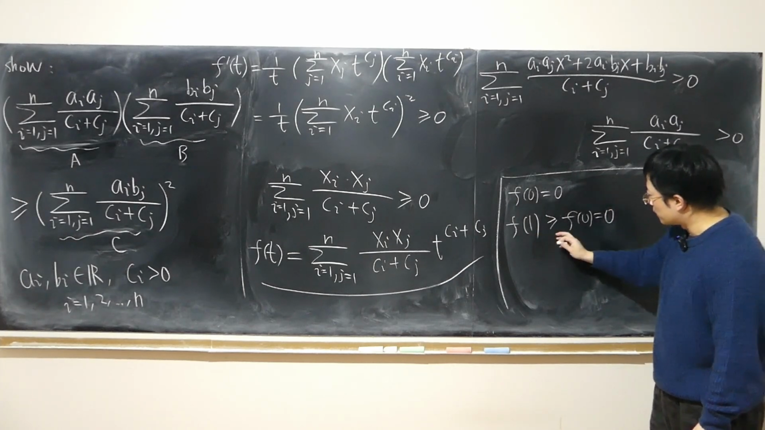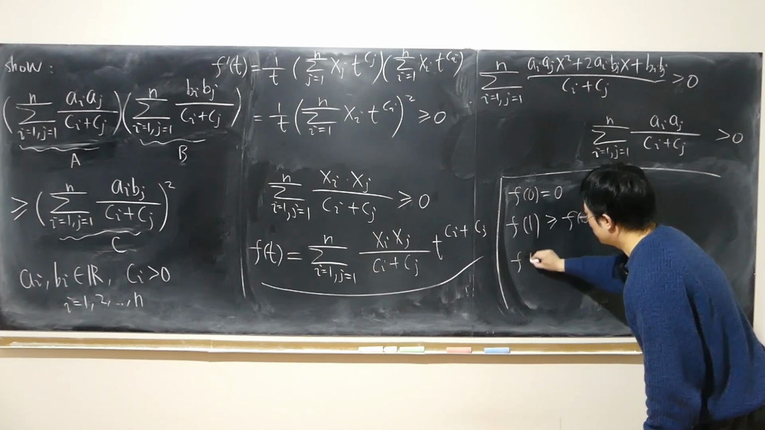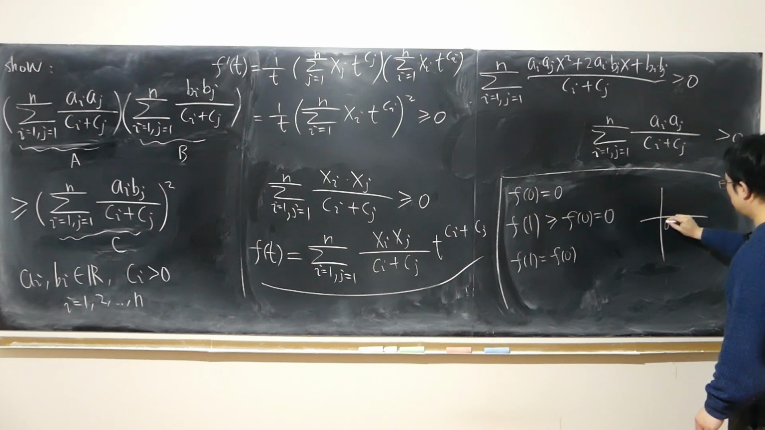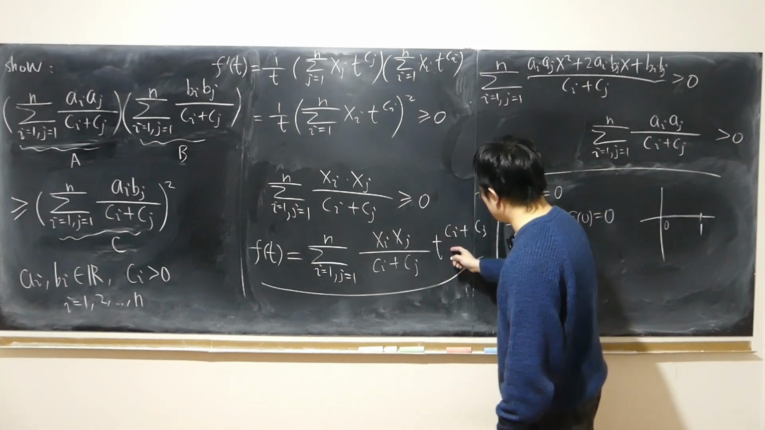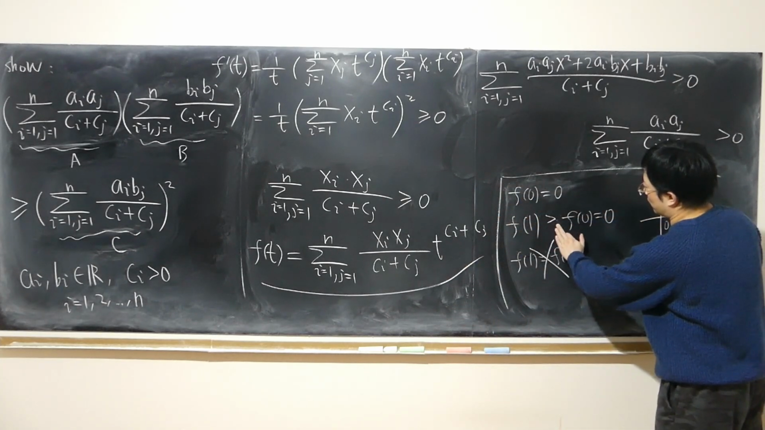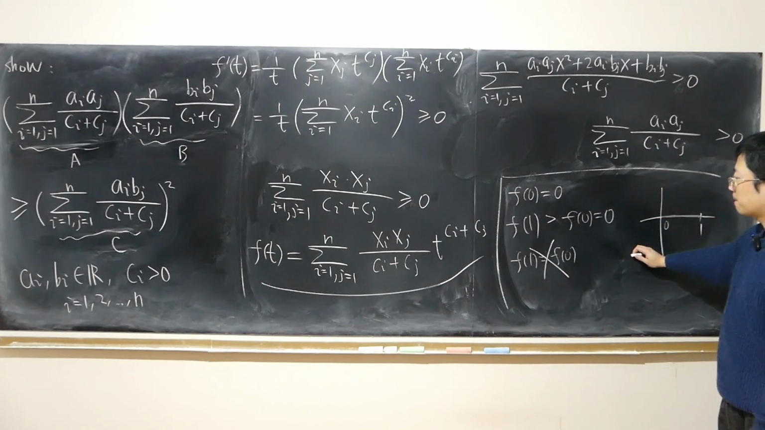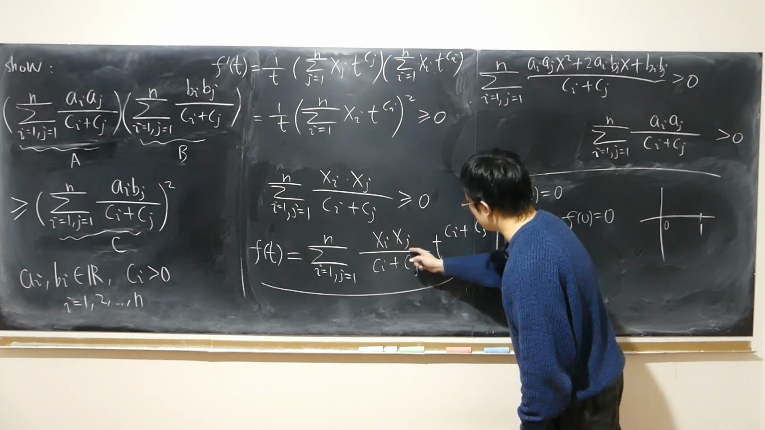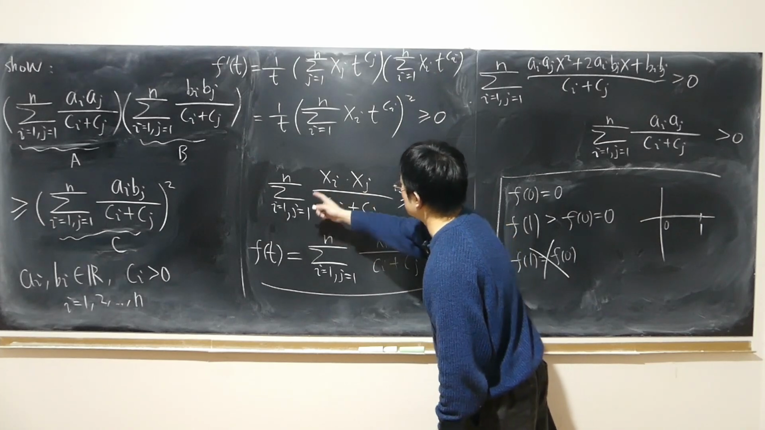Is it strictly bigger than that? If they are equal to each other, f of 0 is equal to 0, f of 1 also equal to 0. Also an increasing function, so it could only be a constant function, which is not possible. How can this be a constant function? So no, it has to be strictly bigger than that. In other words, f of 1 is just, this becomes 1, so it's just this part.